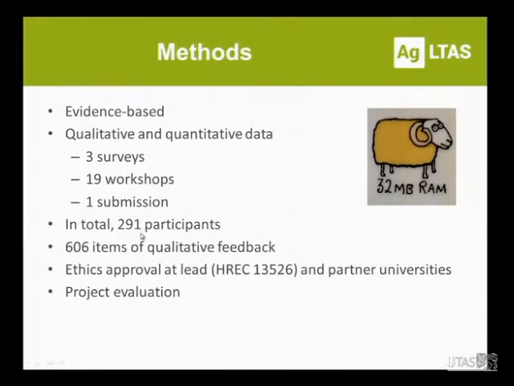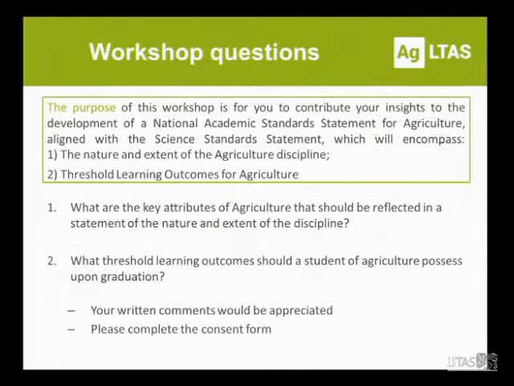In total, we've had 291 people actually participate, and you can see several items of qualitative feedback that have gone into the development of the document. I'm not going to talk about project evaluation. Just to show you the type of question that we were consistently using in each workshop, because we needed people to be starting at the same point. We're particularly interested in what they considered the key attributes of agriculture to be.